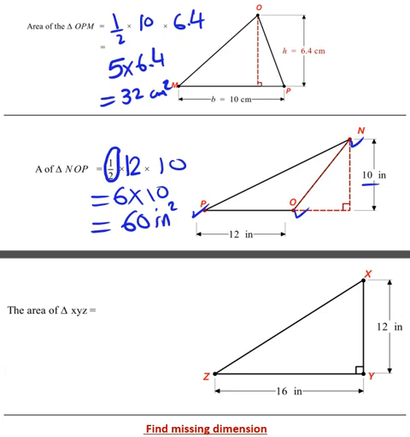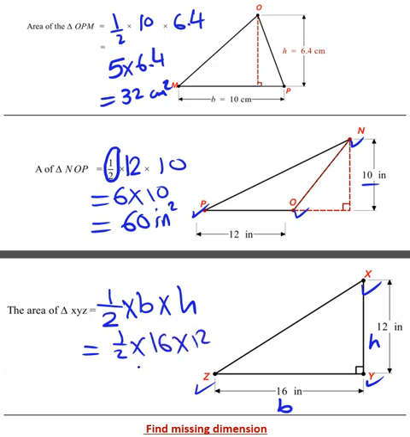Another one. We need to calculate the area of the triangle XYZ. So the base is 16. The height is 12. The law of the area of the triangle is half times base times height, equal to half times 16 times 12 equals 96 square inches.